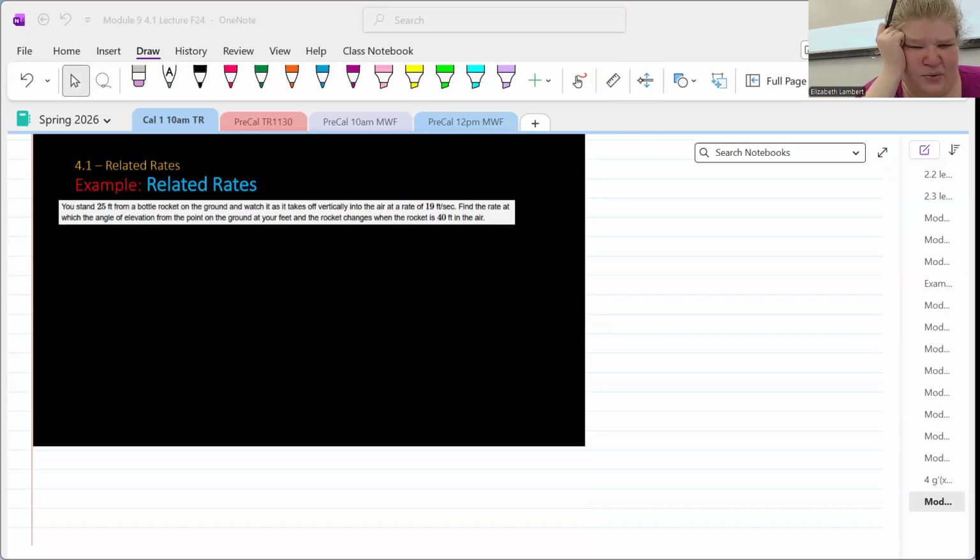So we've got a bottle rocket. You stand 25 feet from a bottle rocket on the ground and watch it as it takes off vertically into the air at a rate of 19 feet per second. Find the rate at which the angle of elevation from the point on the ground at your feet and the rocket changes when the rocket is 40 feet in the air.